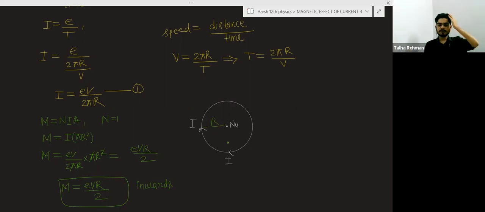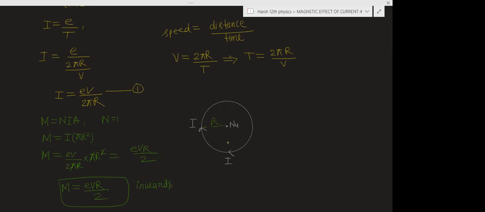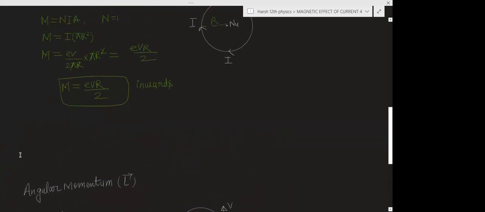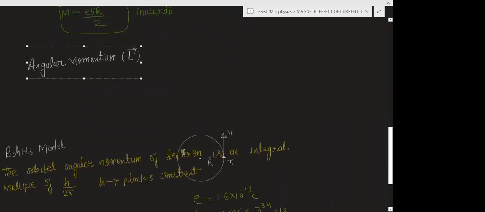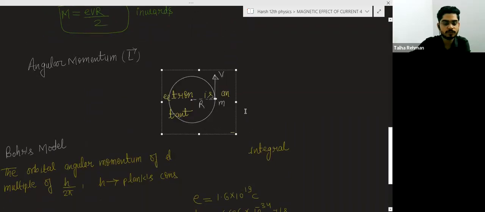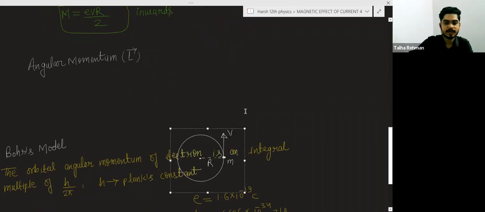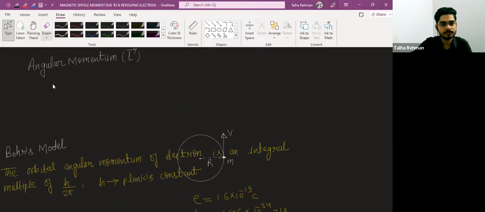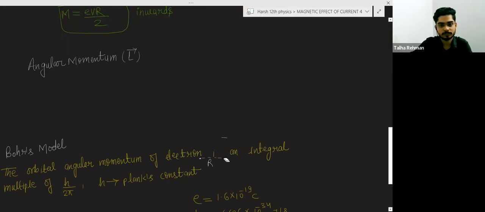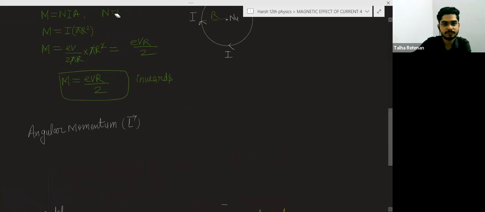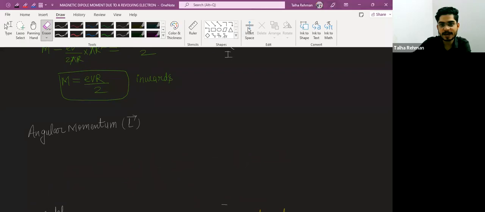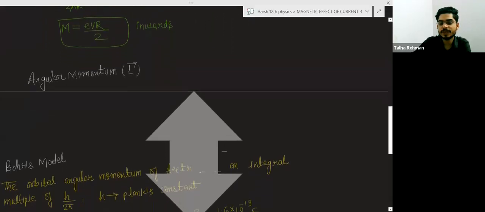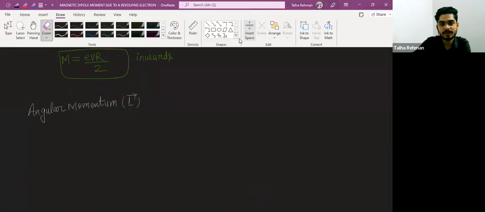So now we will discuss what angular momentum is. Harsh, do you have any idea about angular momentum? Omega is the angular velocity. L is the angular momentum. So we will discuss what the value of the angular momentum will be when a charged particle or a body is moving on a circular path.